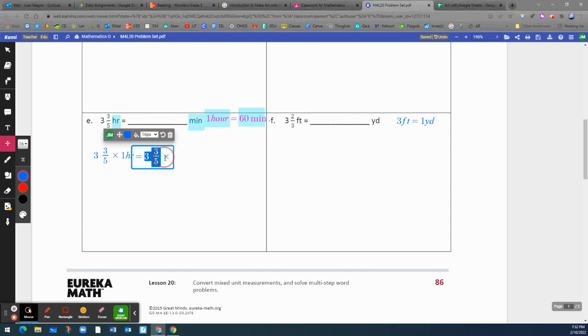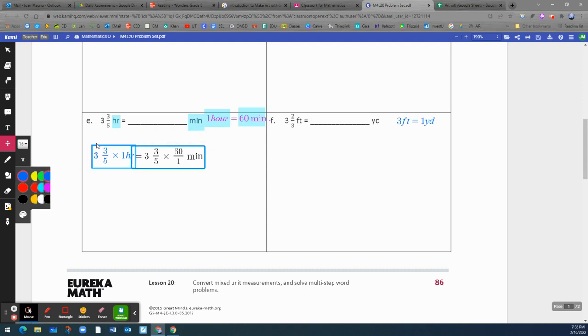Okay, and let me change the color so you can see the difference. So now we're going to change the hour into minutes. So that's going to be 60 minutes. Okay. Once that is set up, then we can do the math. We know that 60 or whole numbers always have a denominator of 1 below them. And that is going to make our multiplication easier.